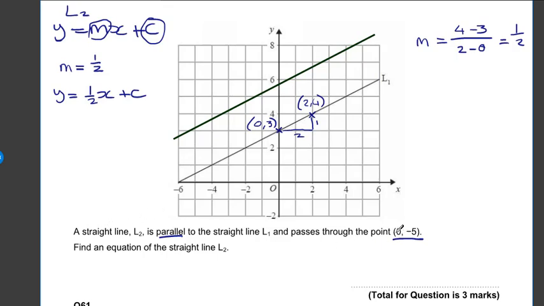Anyway, now we just need to find c. That's easy. We've done this a million times. That's x. That's y. And please, so many of you do not know how to multiply negative numbers. Luckily here, you don't have to do that.